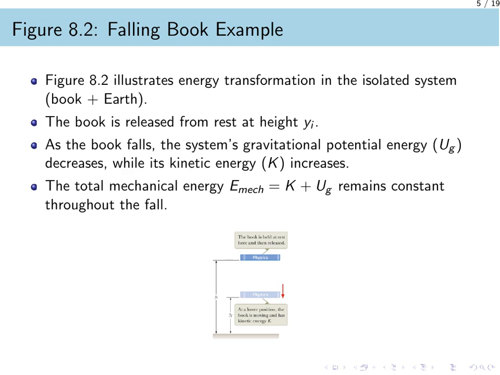As the book's speed increases, its kinetic energy increases, while its height, and thus the system's potential energy, decrease. Because gravity is a conservative force, the total mechanical energy, which is the sum of the kinetic energy and the potential energy, remains constant at every point during the fall.